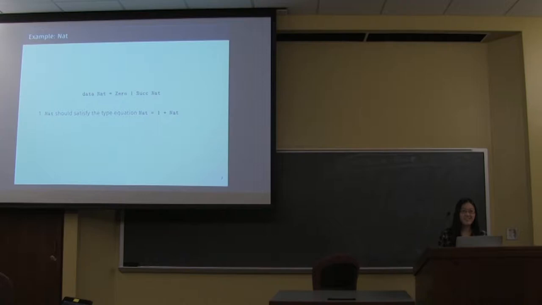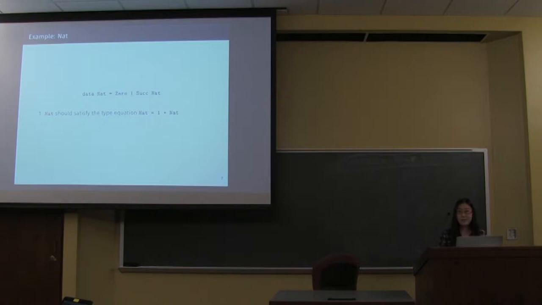Yes. I don't like it, right? Like one's a value and Nat's a type, so it looks confusing. So one actually is representing the unit type here. Right. So one is a stand-in for zero, and Nat is a stand-in for successor of Nat. So basically you're defining Nat to be either the unit type or itself.